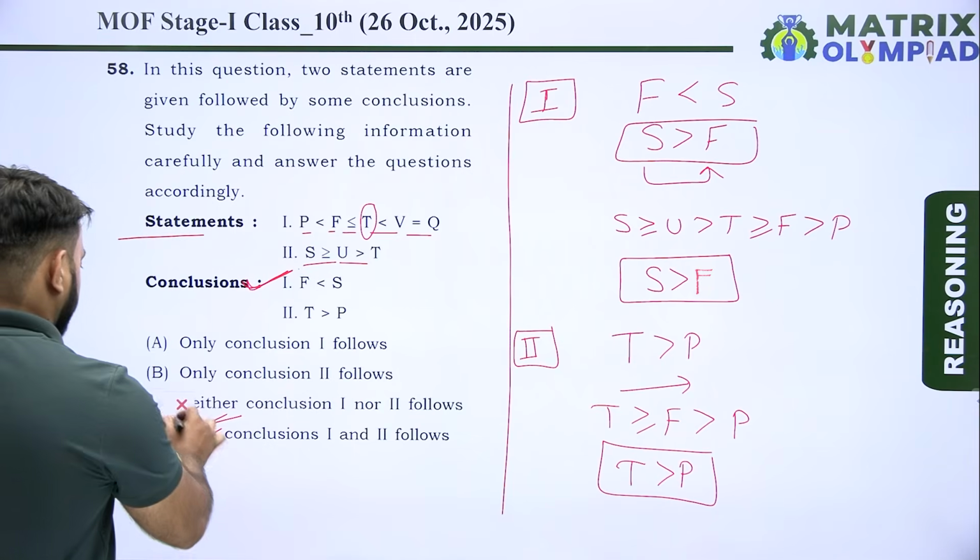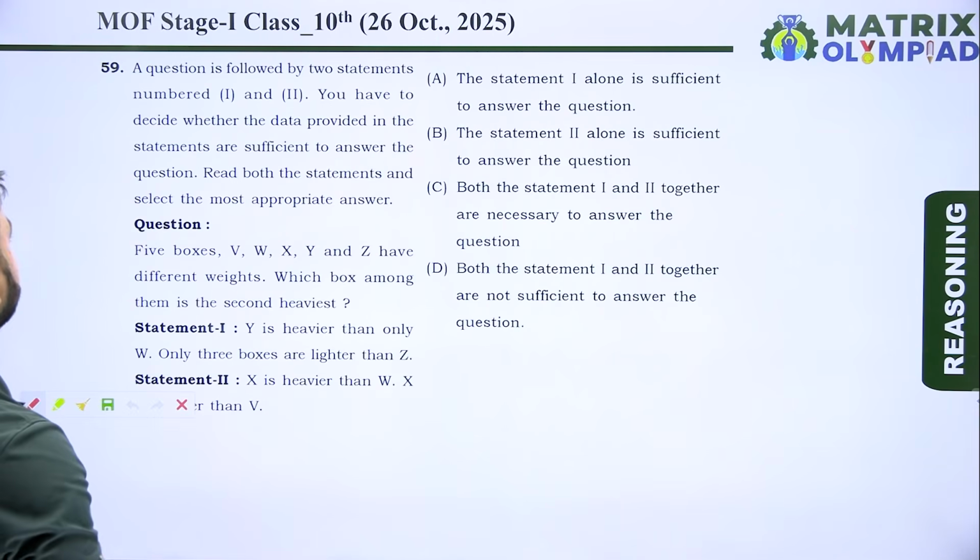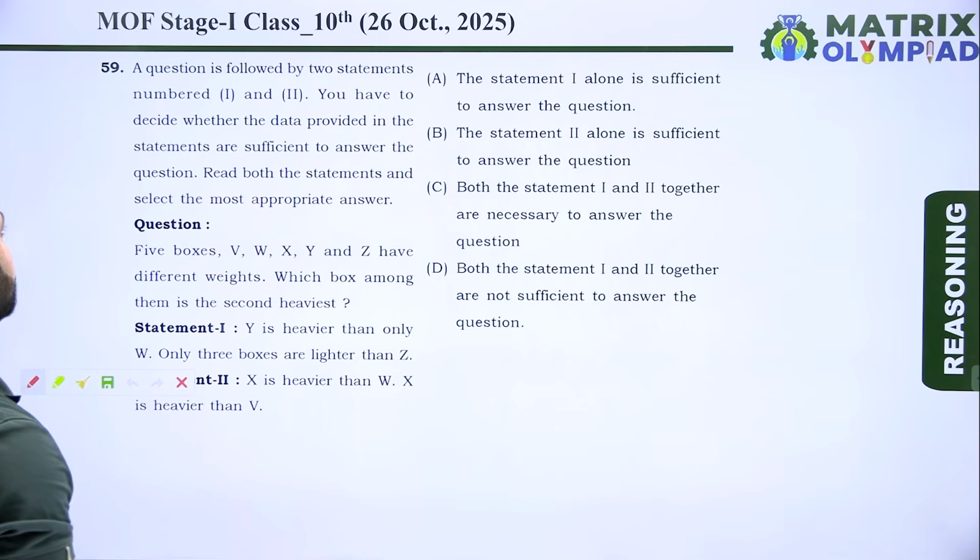लेट्स मूव ऑन टू द नेक्स्ट क्वेश्चन. So now next question is question number 59. A question is followed by two statement number first and second. You have to decide whether the data provided in the statements are sufficient to answer the question. Read both the statements and select the most appropriate answer.